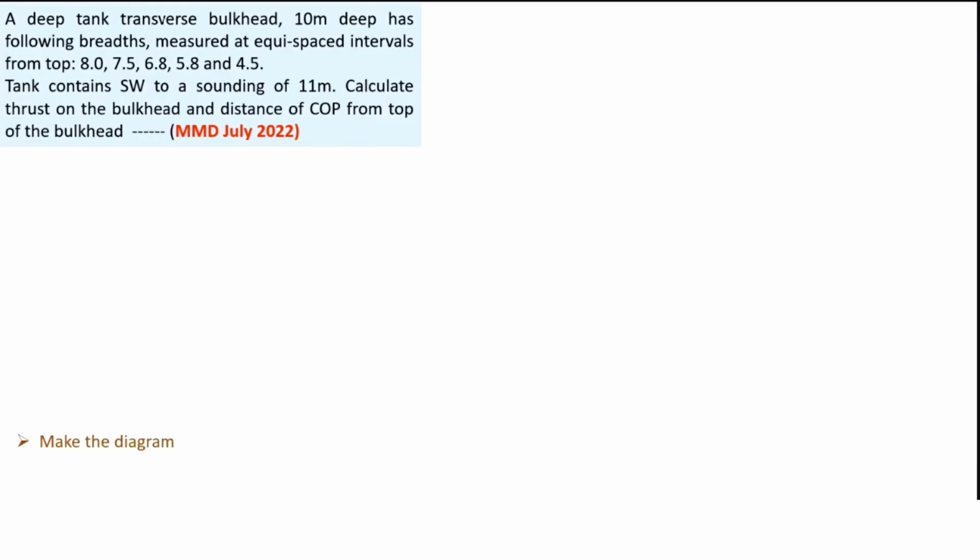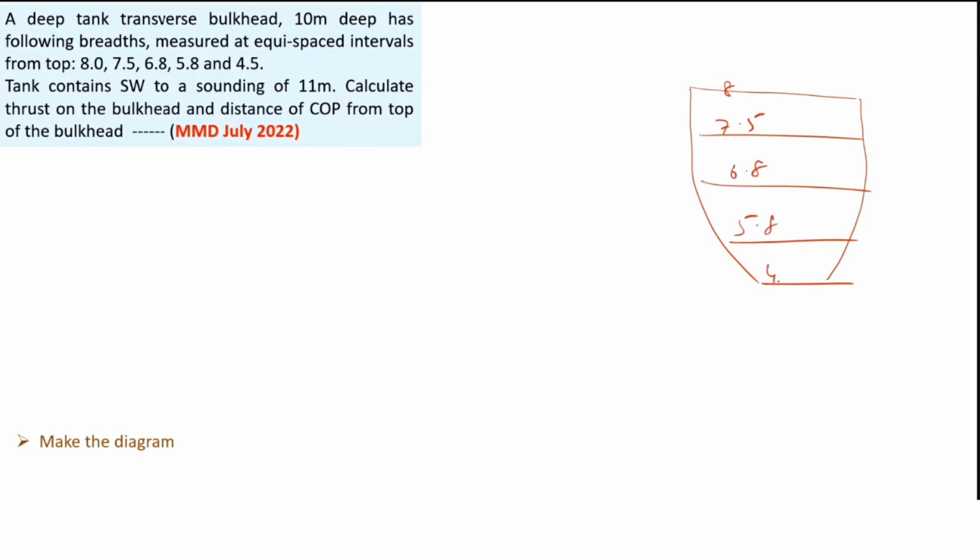So guys, first thing is make the diagram. You see, I'm giving you the hint here now. Can you see the screen? First thing you should do is make the diagram. What do I mean by the diagram? I mean this thing by the diagram. And you see here, okay, it's not made. Okay, let me make the diagram here. As I was going, I thought the diagram was made, but no problem. A deep tank transverse bulkhead is like this. There are 5 ordinates. From top to bottom, they are 8, 7.5, 6.8, 5.8, and 4.5. It contains seawater to a head of 1 meter. Why? Because the sounding is 11 meters. This is the liquid level. This is the head of 1 meter.